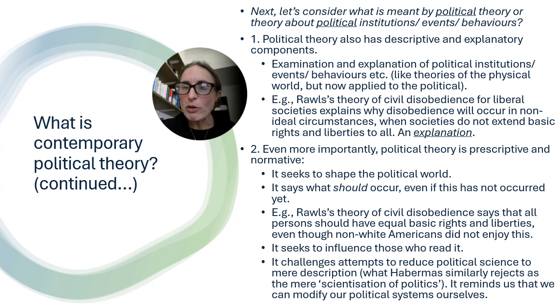Even more importantly, though, political theory is prescriptive and normative. It seeks to shape the political world. It says what should occur, even if it hasn't occurred yet. So it's prescriptive in the sense of trying to provide an account both of why these events have taken place and to give us the resources to think through what should be done. So Rawls' theory of civil disobedience, we'll discover in week 3 when we look at this more closely, says that all persons should have equal basic rights and liberties, and even though non-white Americans did not have them in the 60s, it seeks to influence those who read the theories.